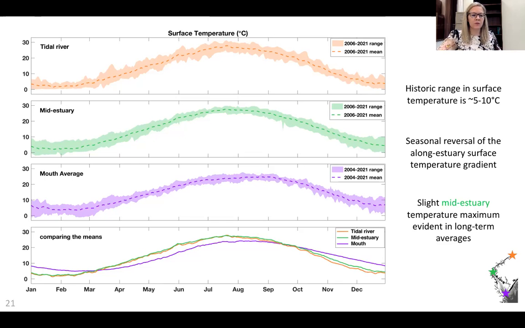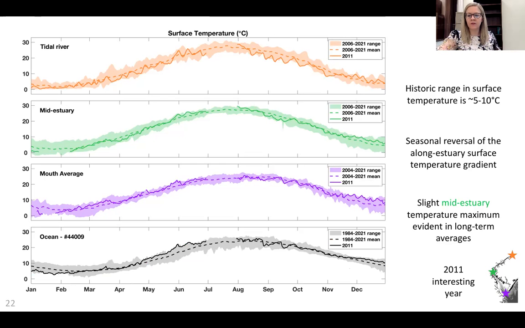Now, I'm going to swap that bottom panel with data from the ocean site. The means are now back to being dashed, and I'm going to add in the 2011 data. That's, again, the year that we had moorings in the water, and that's shown in the solid line in all of these panels. 2011 was a really interesting year, so I'm just going to point out a couple of interesting features. 2011 set the historical low in January and February, both up estuary and at the ocean site.